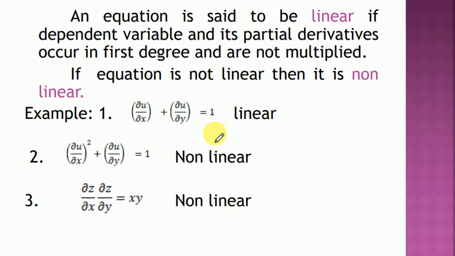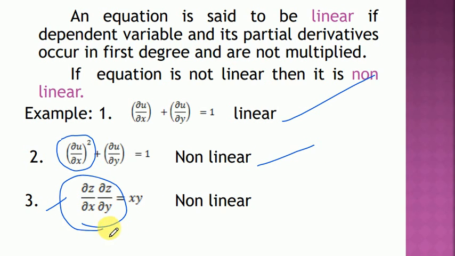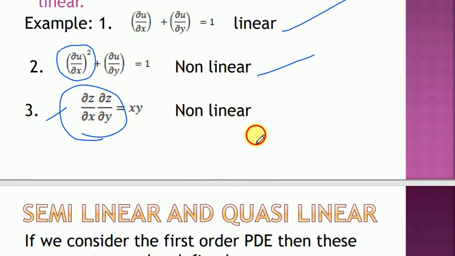So in the first example, all derivatives occur in first degree, therefore it is linear. And in the second equation, the first term is of degree 2, therefore it is non-linear. And in the third example, both partial derivatives are multiplied, therefore it is non-linear.